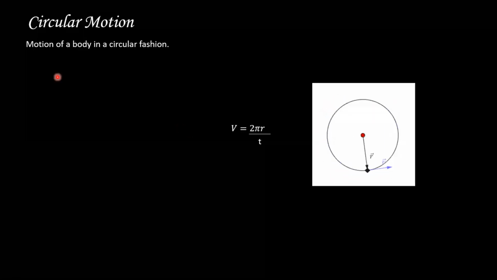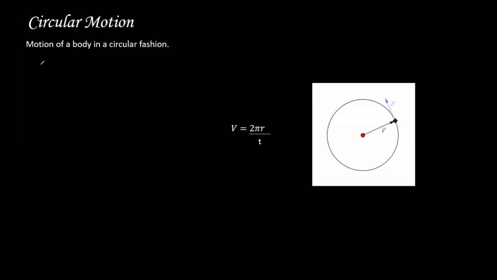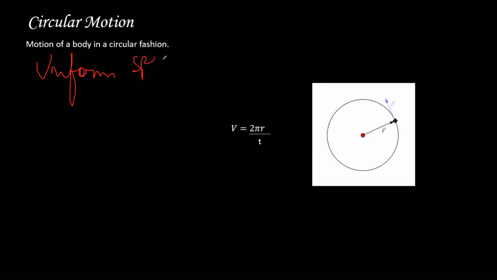All right. So in circular motion, my speed can be uniform. I can have uniform speed, but I cannot have uniform velocity. So can anyone tell me why? Like, why can't I have uniform velocity? Uniform velocity is not possible. Uniform speed is possible.